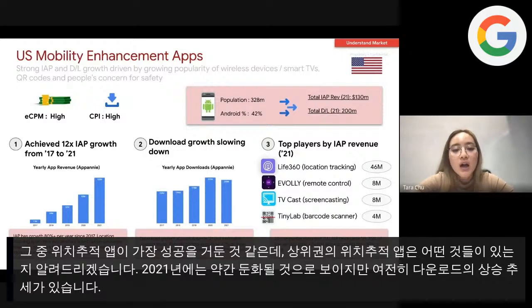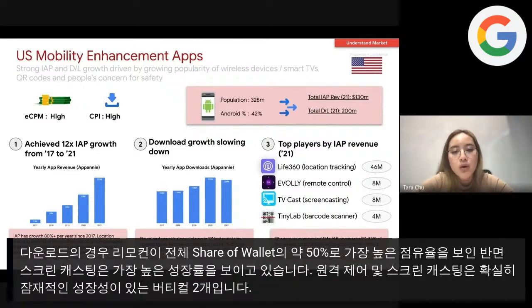However, we're seeing the biggest growth in 2020, with a slight slowdown in 2021, but there's still an upward trend. In terms of downloads, remote control apps have the highest share of wallet, roughly almost 50% of the total. And screencasting sees the highest growth. So if we are looking for ads from the business, remote control and screencasting will be two other verticals that we can focus on.